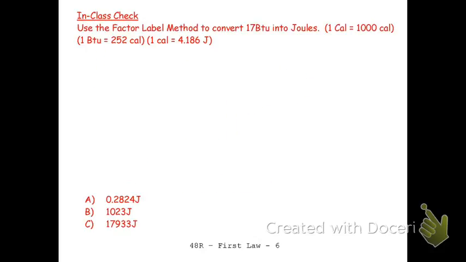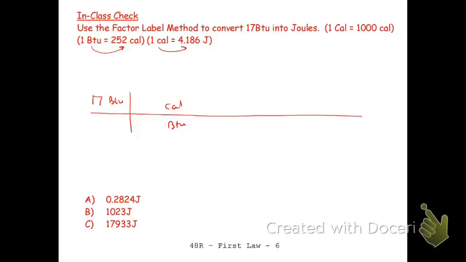It's like factor label method. We've not done that for a while. So using the factor label method, convert 17 BTUs into joules. So I need some conversion things. I can go from BTU to calories and then from calories into joules. So that will work. So we have BTU goes on the bottom. Do you remember how this goes? Calorie. 1 BTU is 252 calories. BTU goes away.